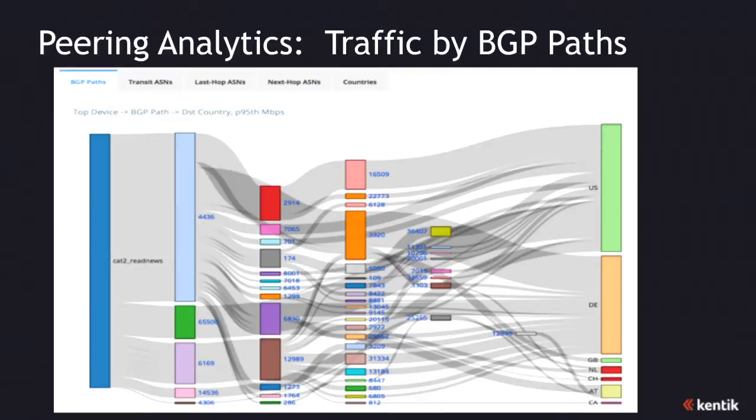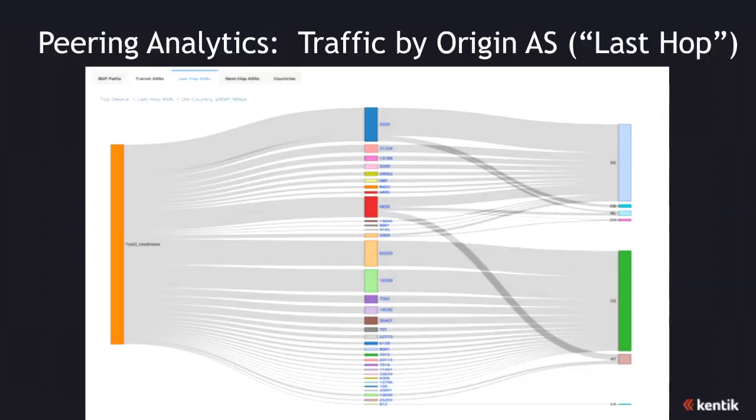This can look a little different here depending on the data set you're looking at and the time range you're looking at. This is another view of the same kind of thing, BGP paths over time. Actually, let me jump to the next one here. This is traffic by origin AS, in other words, something we would call last hop. Here, in this particular view of the data, you would be looking for things like unusual or unexpected traffic destinations.